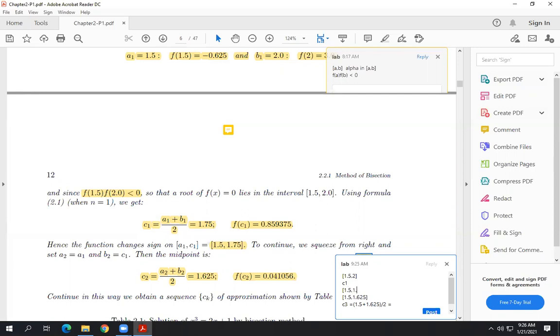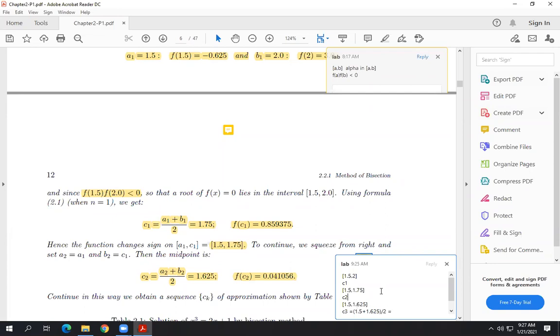1.5 and 1.75, and we have C2. And then we have this one. The same way you can find C4, C5, as each time your interval becomes smaller and smaller. But the main good thing is alpha, the exact solution, is still present in it. So when the size of the interval becomes small and alpha is still in it, it means you are coming closer and closer to alpha.